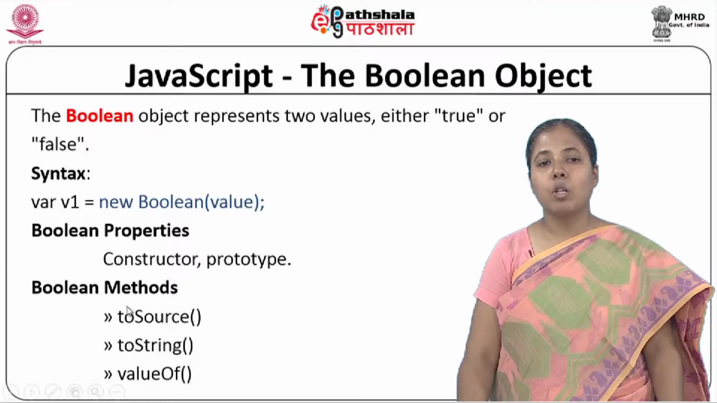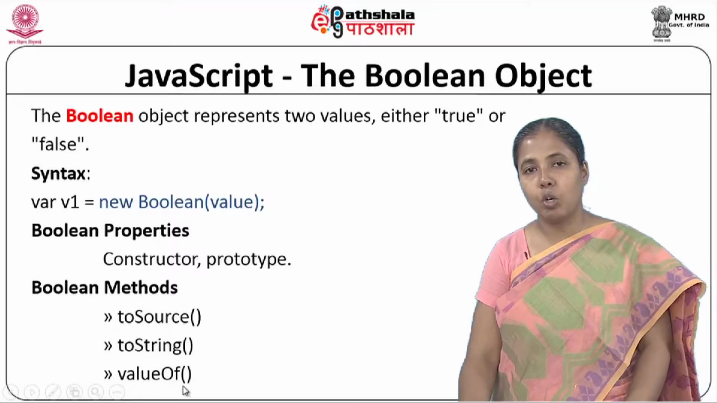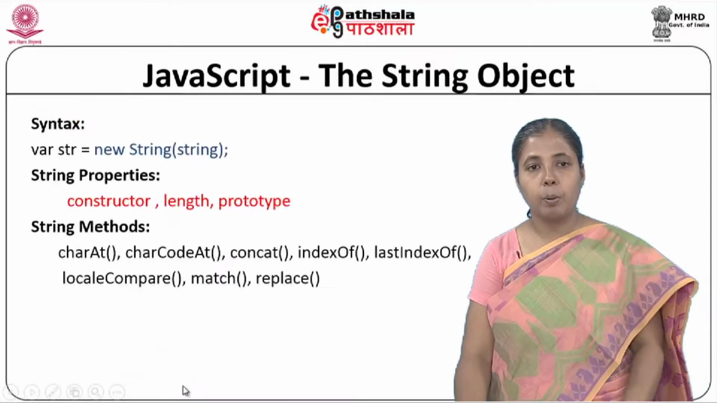And you can use the Boolean methods like toSource, and then you can convert it to string. You can retrieve the value of the Boolean object using the valueOf method.